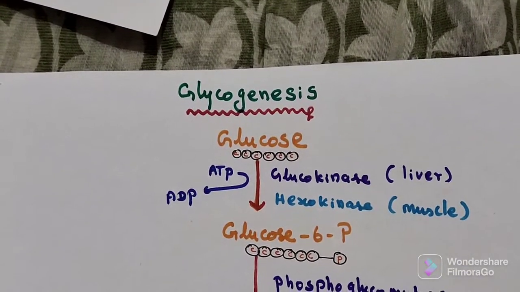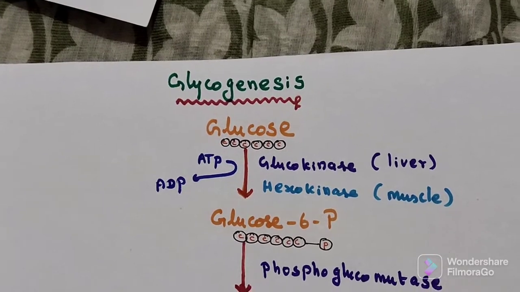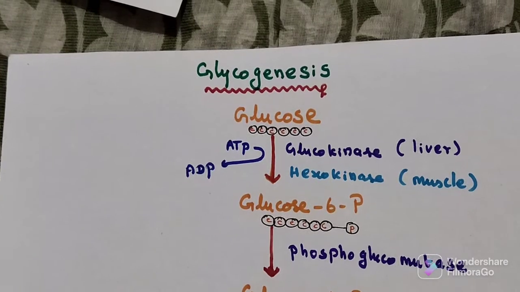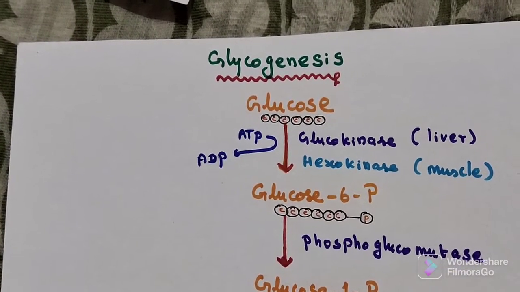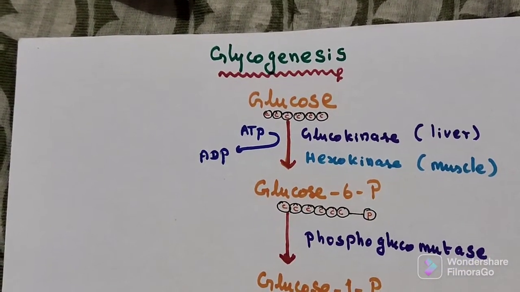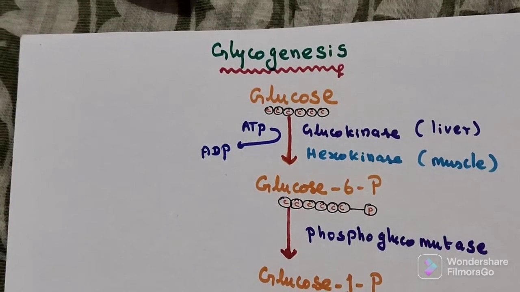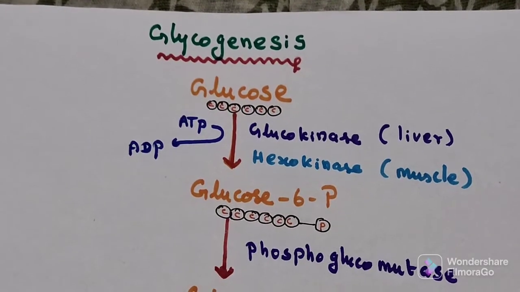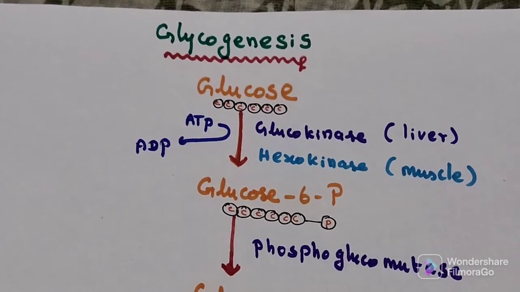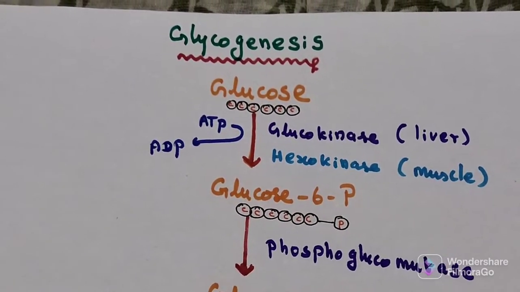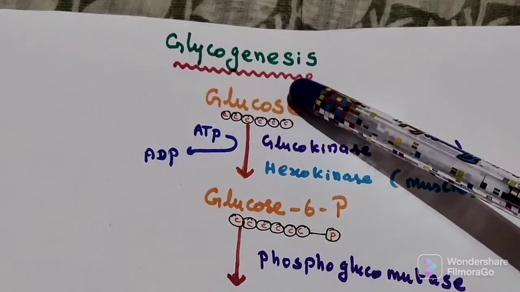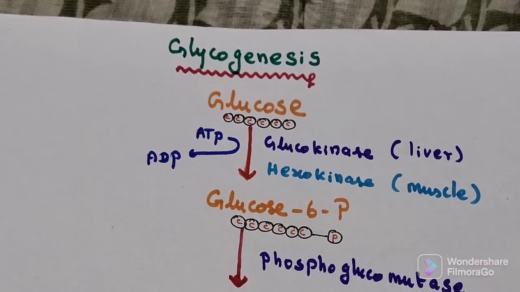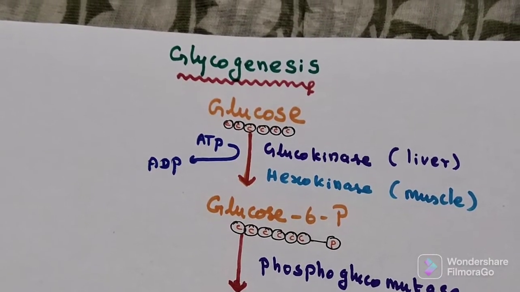Glycogenesis means synthesis of glycogen, the conversion of excess glucose into glycogen. Excess glucose is converted into glycogen by the liver. This process takes place in the liver. So the conversion of glucose to glycogen is called glycogenesis. It takes place in the liver. We store extra glucose as glycogen in the liver and muscles.